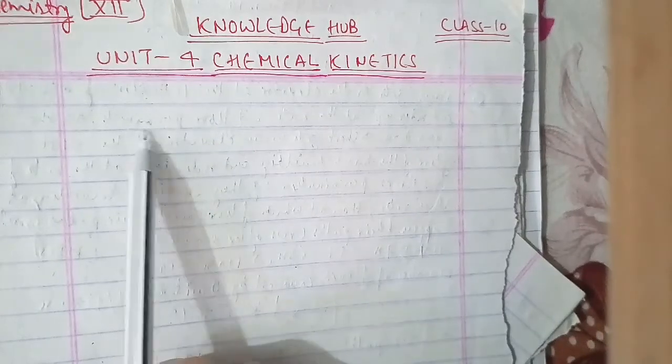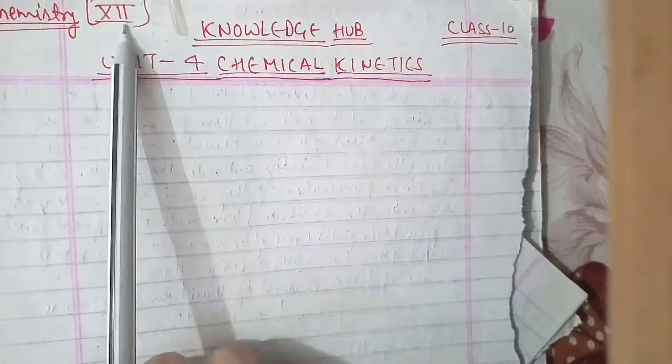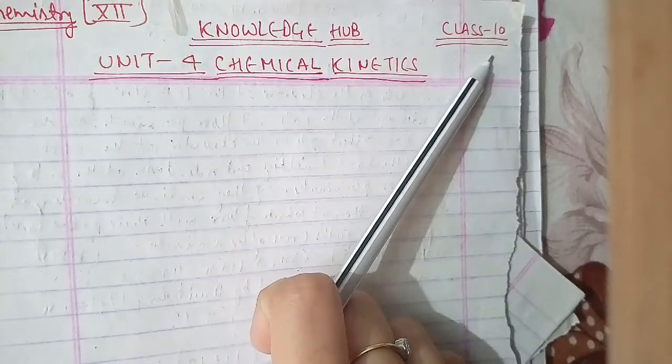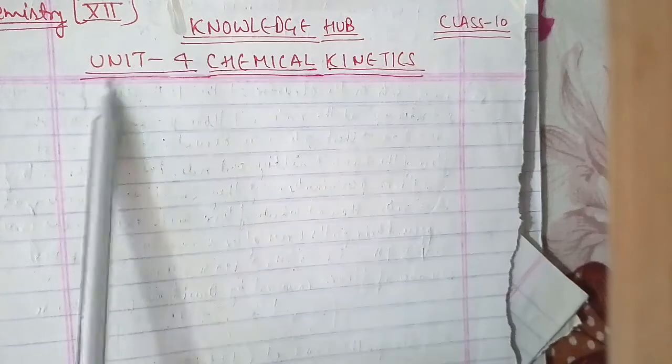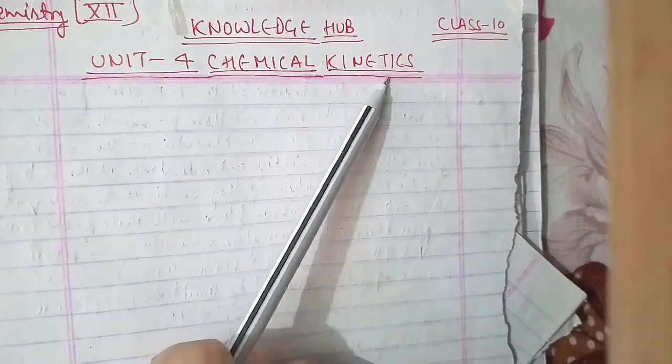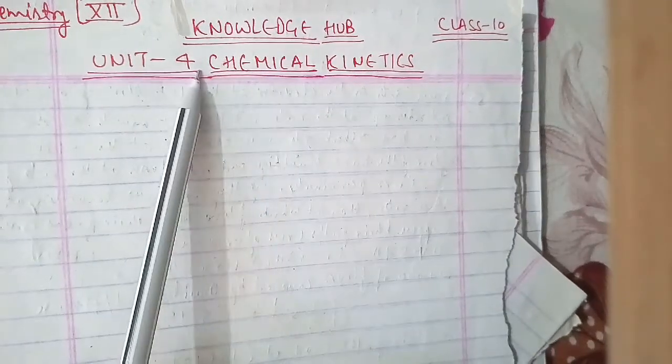Today we're going to start with your chemistry class, that is class 12th, and this is your class 10. As you know, we had done your class 9 here, and this is your unit 4, that is chemical kinetics. This is the first class of chemical kinetics.